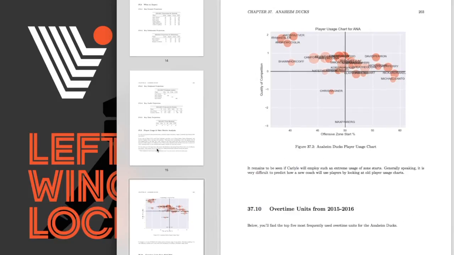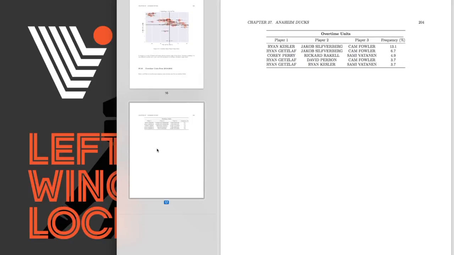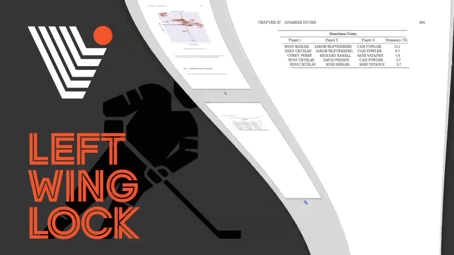Then we like to use our player usage charts to let you know how the players were being used in the past season. And finally, something new to the draft kits this year, we look at every team's overtime units and how often they were used by that team. Okay, so that's the PDF file, and again, that's just scratching the surface.